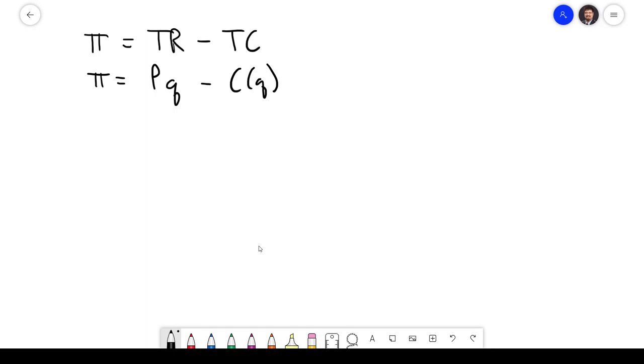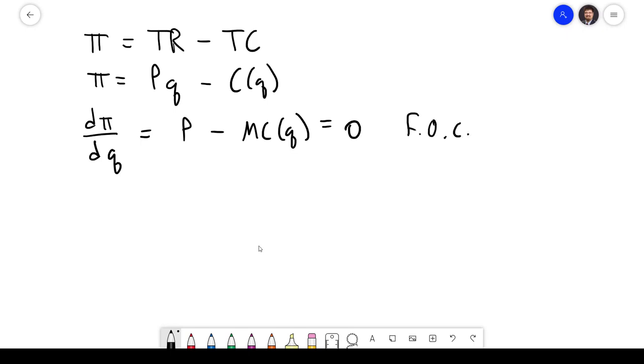To figure out what the profit maximizing quantity is going to be, we are going to take the derivative of the profit function with respect to Q. Since P is taken as given, it's just going to be a constant, so it's just going to be P. And then we have the derivative of the cost function, which is the marginal cost function. We then set that equal to 0 to get our first order condition, or FOC. From there, we just need to solve for Q. Notice that if we were to add marginal cost to both sides of this equation, we would get P equals marginal cost. And this is the profit maximizing condition.